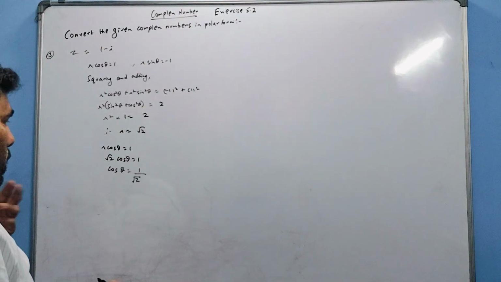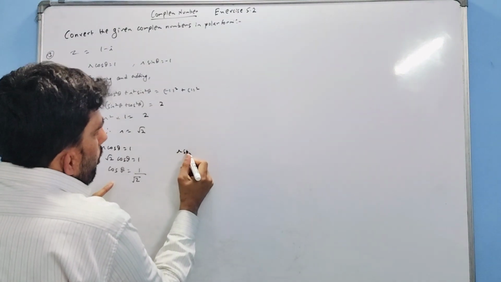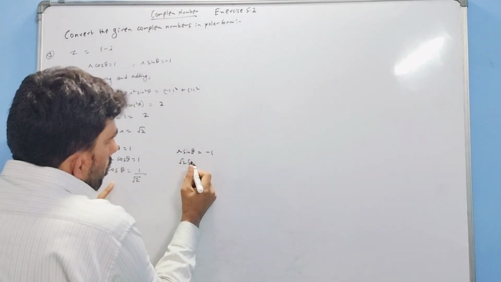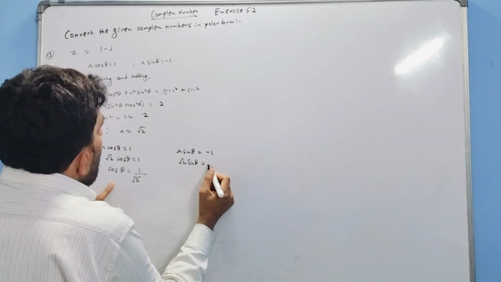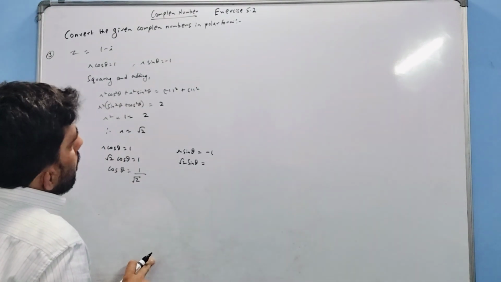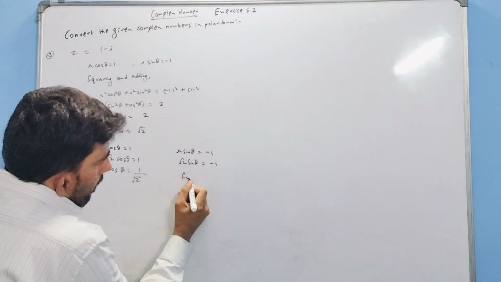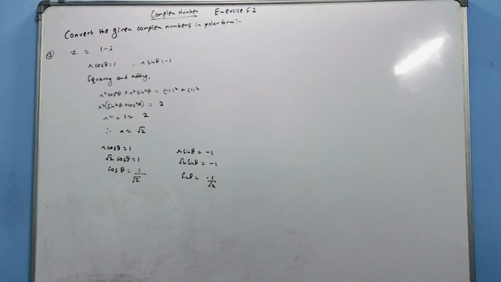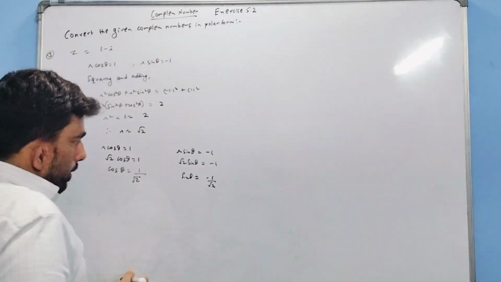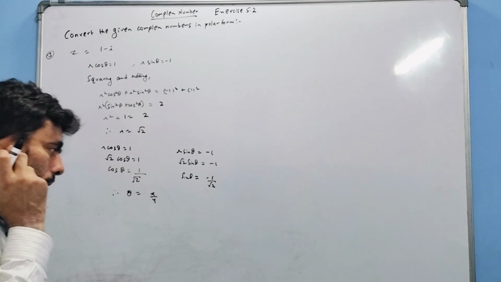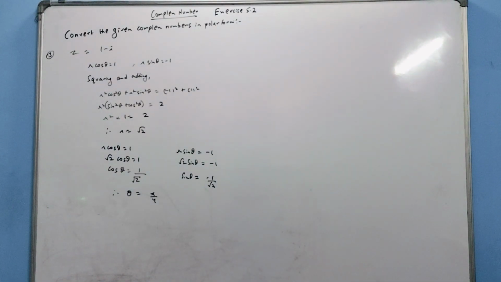Here also we have r sin theta is equal to minus 1. So root 2 sin theta is equal to minus 1. So we have sin theta is equal to minus 1 upon root 2. Now we know that sin is negative and cos is positive in the fourth quadrant. So therefore theta will be pi upon 4, with a negative sign. So we have the value, that is pi upon 4.